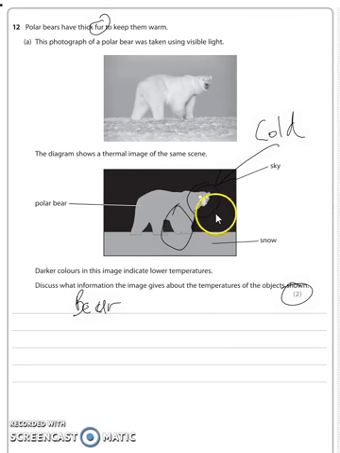You could have the sky or the air is cooler than the bear or the snow, or the sky or the air is the coldest thing. So the discussion, we're just looking at these 2 images and we're looking what's the difference between them, what similarities can we see, what information could we extract from them. There was a lot that you could have said for 2 marks there. You could have made some comparisons, you could have made some direct observations on it. So they're looking for you to tease out that information from the picture.